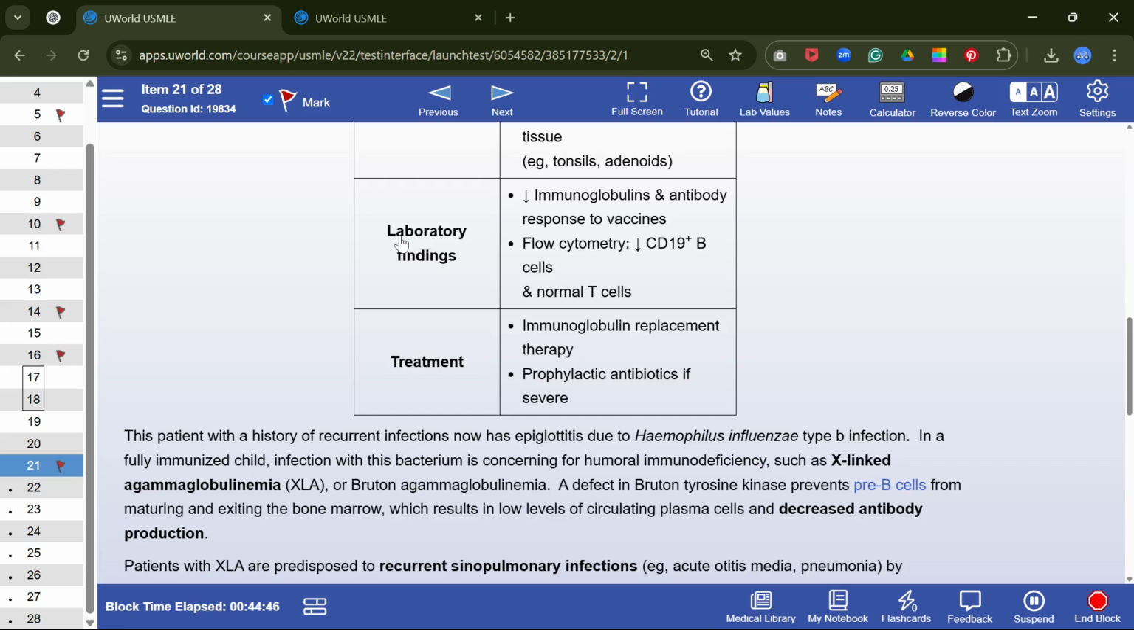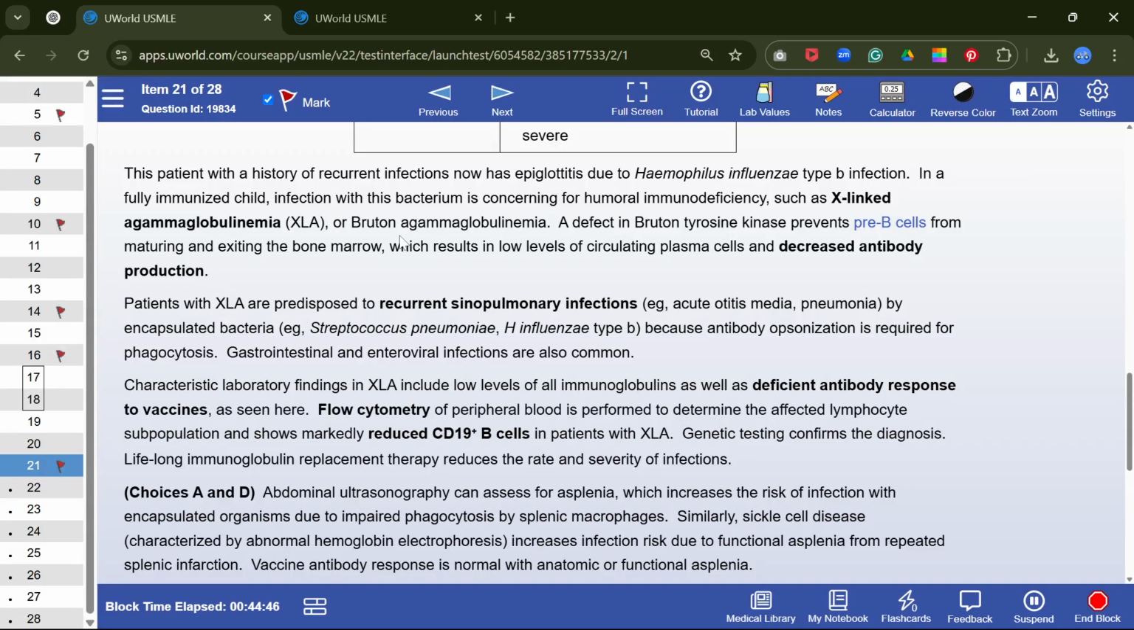A defect in Bruton kinase prevents B cells from maturing and exiting the bone marrow, which results in low levels of circulating plasma cells and decreased antibody production. Patients with X-linked agammaglobulinemia are predisposed to recurrent sinopulmonary infection, acute otitis media, and pneumonia by encapsulated bacteria, Streptococcus pneumoniae and Haemophilus influenzae type B.